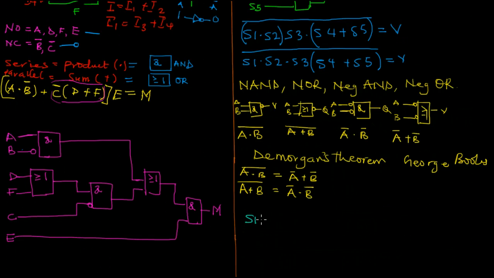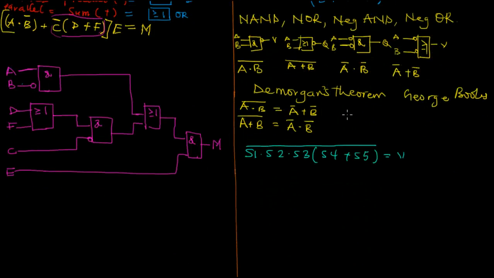S1 dot S2 and dot S3. Now I'm trying to repeat what we have here. Or bracket S4 plus S5 equals V. And then we have this all bar. So we have to use De Morgan's theorem to break this down into smaller units.